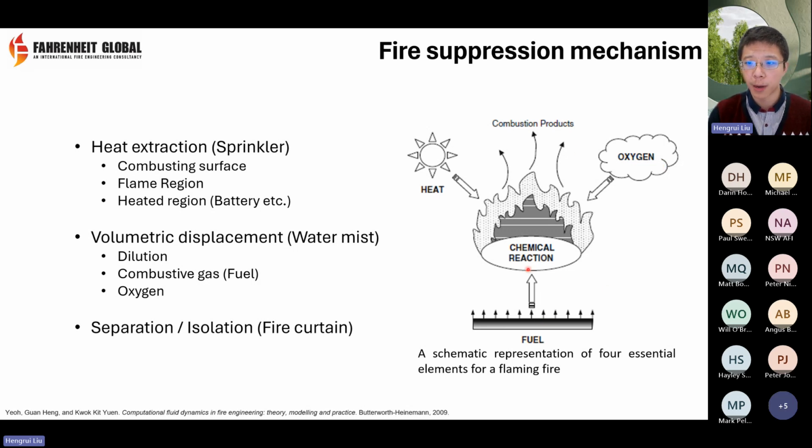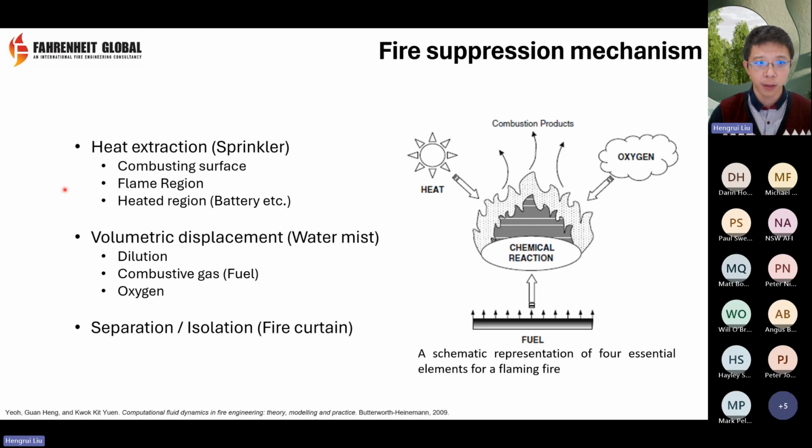And all these three combined is actually the fire. It is essentially a very severe chemical reaction. That's the fire itself. So if we remove any one of these elements, the chemical reaction won't sustain, so the fire will be suppressed. Knowing that, we basically just need to remove or crack one of these.